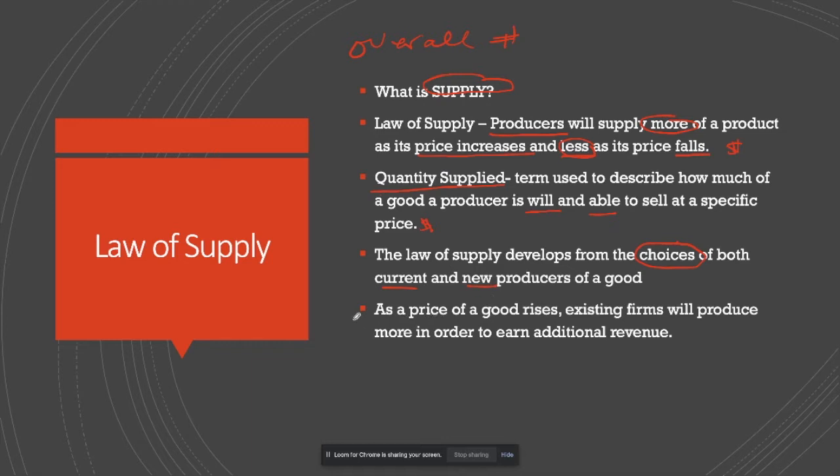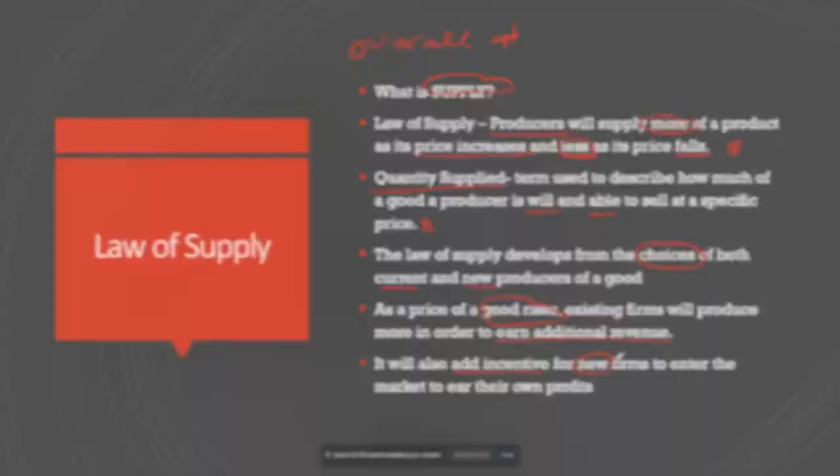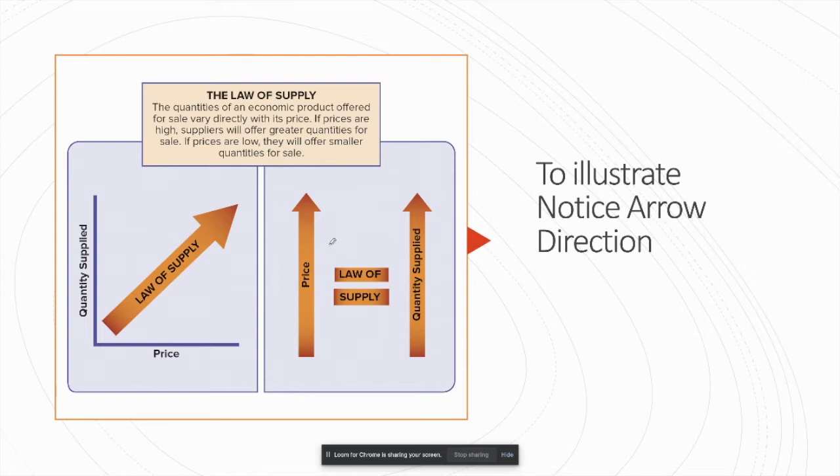Basically, it all comes down to the idea of earning additional revenue. When you see the price of a good rise, existing firms want to continue to produce more, and there's added incentive for new firms to enter the marketplace and try to get their own money. This is the illustration of the law of supply. As you can see, both arrows are going in the same direction. They're both going up, so the graph has a positive slope where both quantities are increasing. Say your scale is 5 up here, 1 down here, we have 1 and 5. Of course, it also can decrease: if price goes down, quantity supplied goes down.